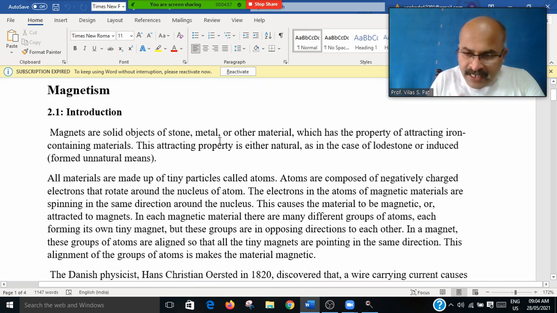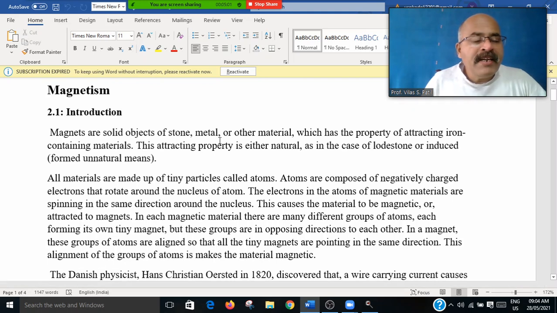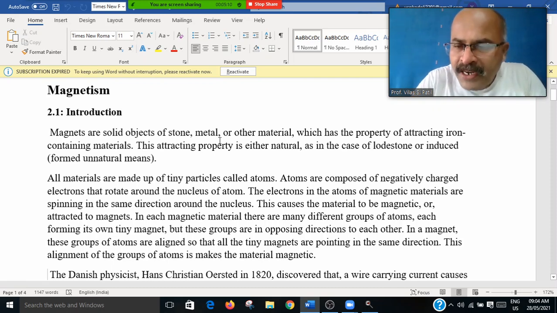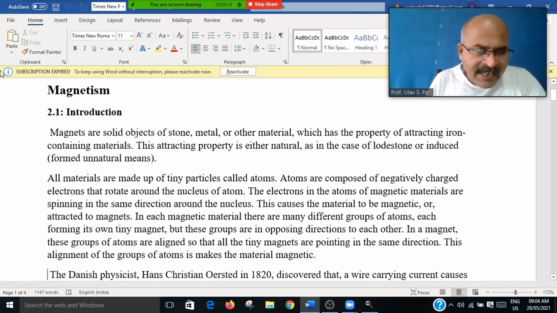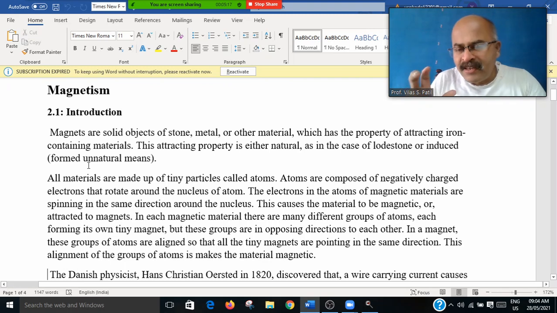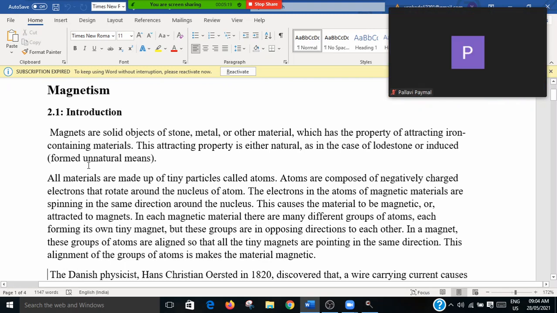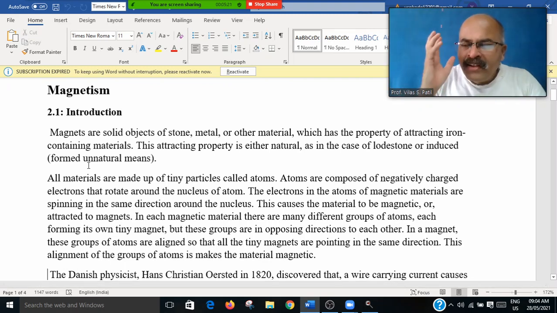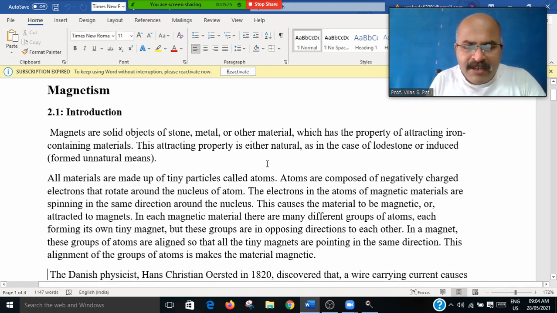Magnetism, and this is an introduction to magnetism. What is magnetism? Magnets are solid objects of stone, metal, and other material. It may be stone, or it may be fabricated by using ferromagnetic material, which has the property of attracting iron-containing materials. That is, the iron-containing materials are attracted toward the magnet. This is the best characteristic property of the magnetic material.